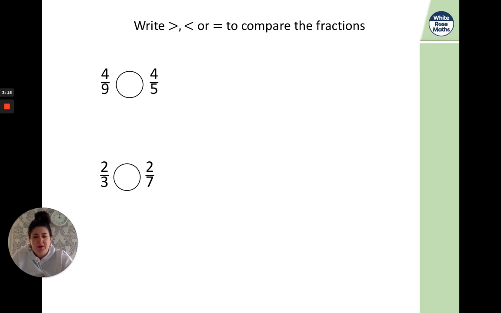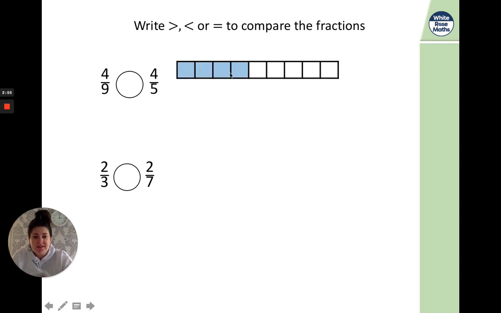There is another way we could do this, and we can only do it because the numerators are the same, okay? That means the same number of pieces are shaded in this fraction as this fraction. They're exactly the same number of pieces have been shaded in. So I could draw out 4/9, which would look like this. There's 9 pieces altogether, so my bar is split into 9 and 4 of them are shaded. Can you imagine what 4/5 is going to look like? Are the pieces going to be smaller or bigger than these pieces? Yeah, they're going to be bigger, aren't they?